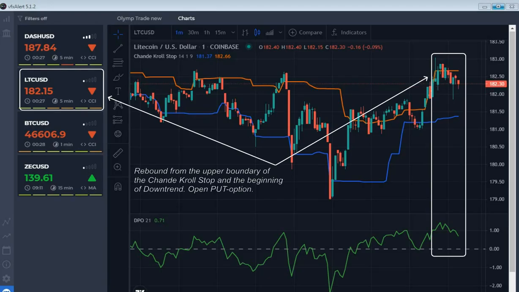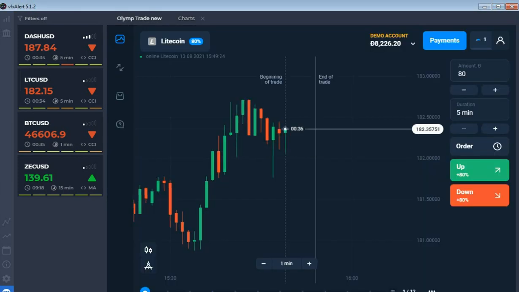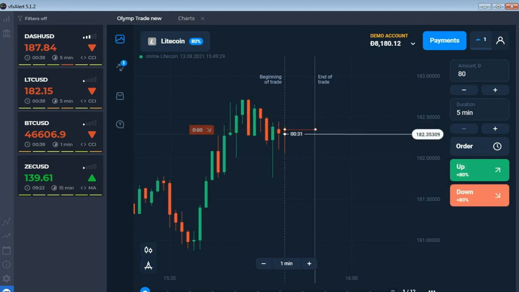Litecoin is showing good results and the beginning of the downtrend. Rebound from Kroll Stop, downward reversal on the oscillator. Open put option.